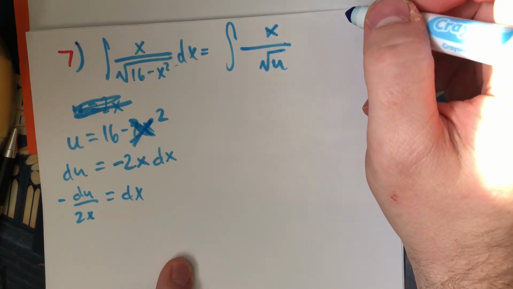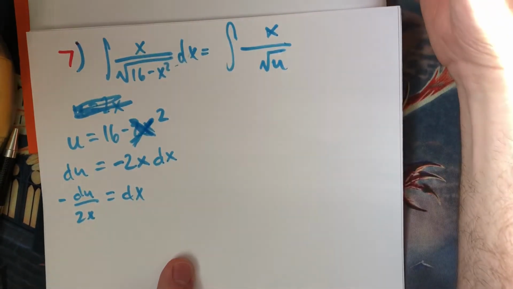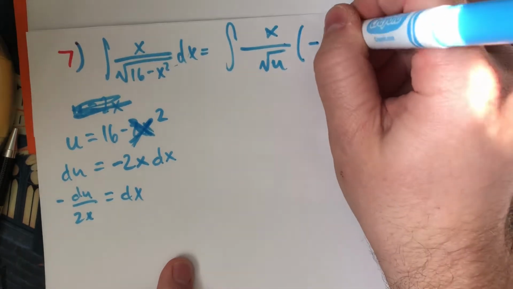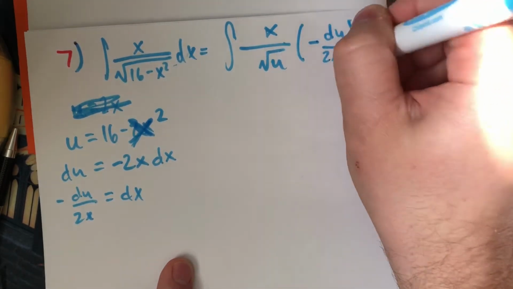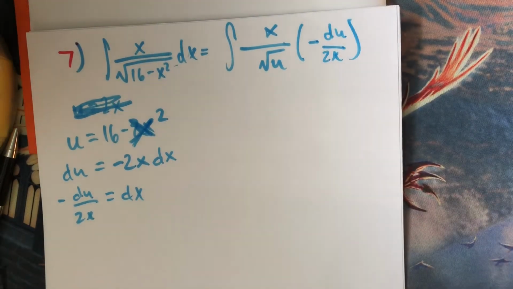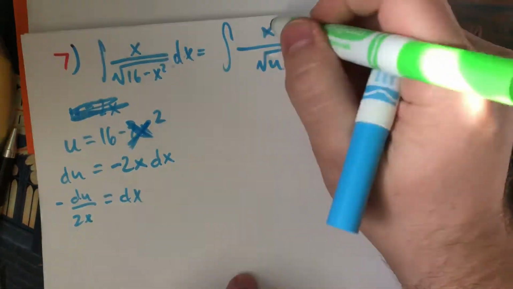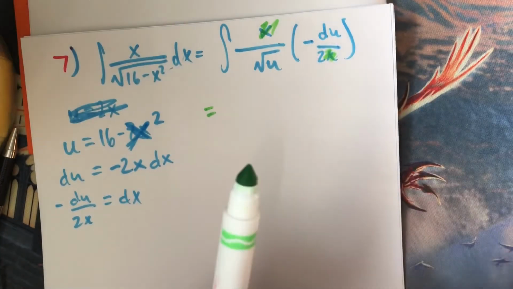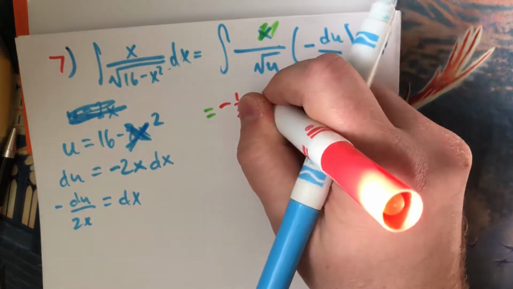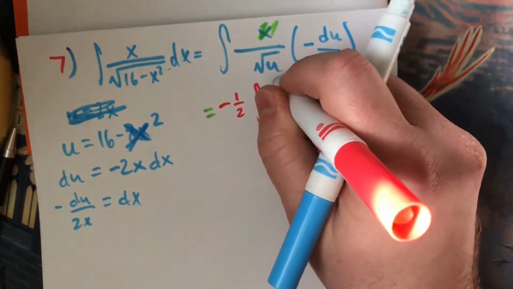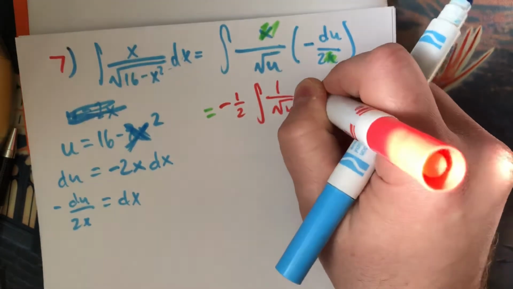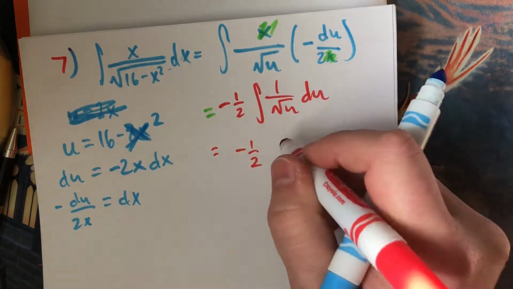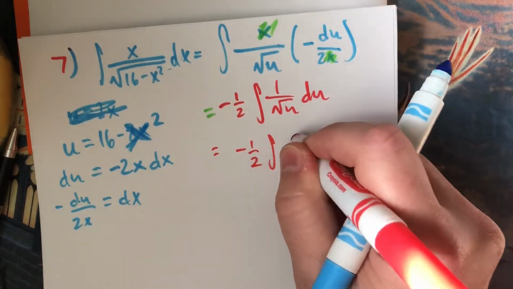Oh, I was probably supposed to use the entirety of the expression in the denominator. Oh, shoot. Let me explain my thinking. Because this is nice. We have a negative 1/2 integral 1 over root u du. Remember that 1 over root u, we could rewrite that as u to the negative 1/2.